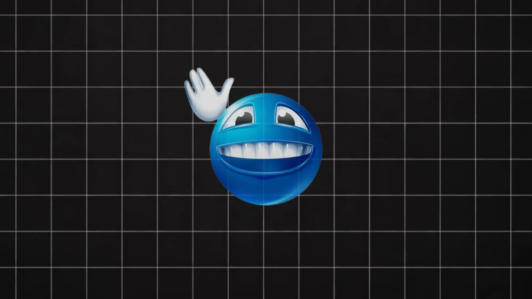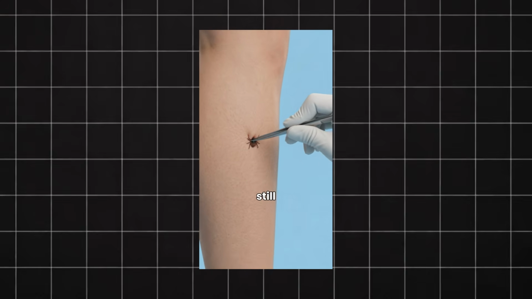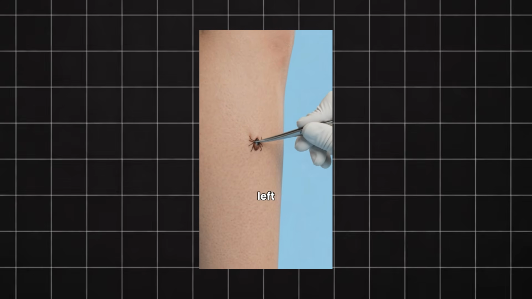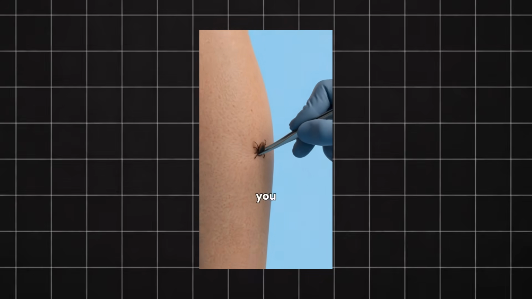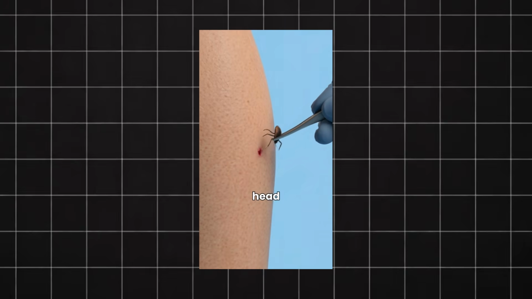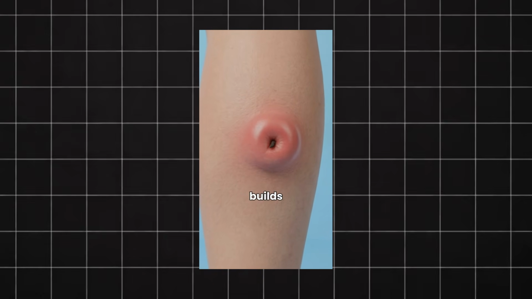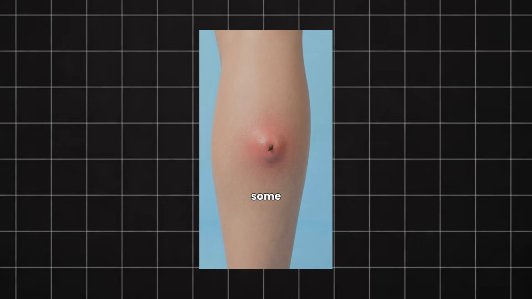Yo, what's up guys? I just created this 3D explainer style video. That itchy bump might still have a piece of the tick left behind. Here's why. If you pull a tick out too quickly, the head can break off and stay under your skin. The area becomes inflamed as your body fights it off. Pressure builds up. And it only took me around 30 minutes to make.